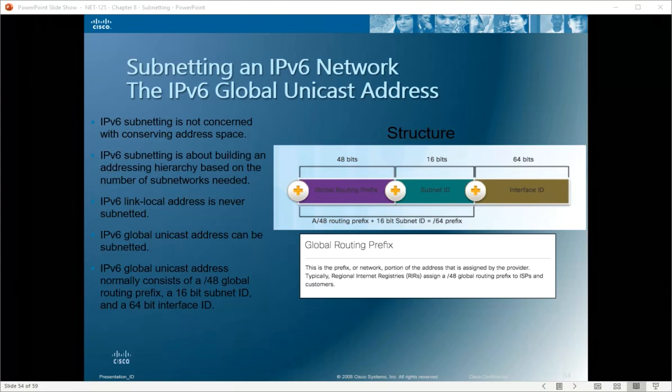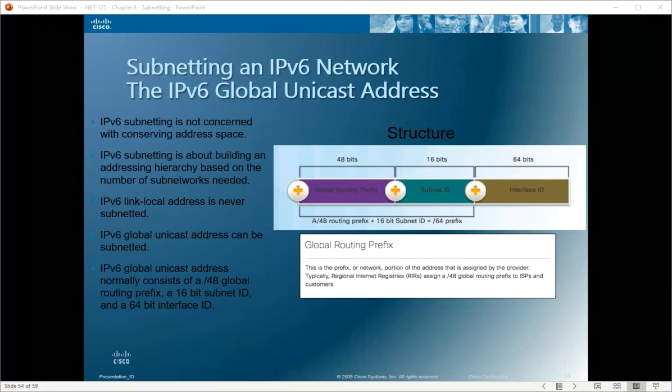A link local address, meaning the local network to which you're connected inside the switch for a particular group of computers, is never subnetted. Now, what's called your global unicast ID can be subnetted. So traditionally, your global unicast address is going to consist of a global routing prefix, the first 48 bits. A routing prefix is going to allow us to identify a device anywhere on the planet, kind of like having a country code or an area code for a phone number.